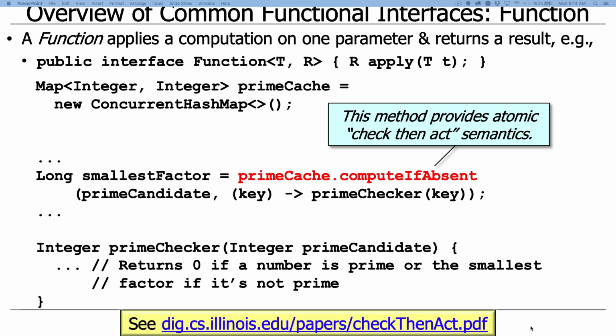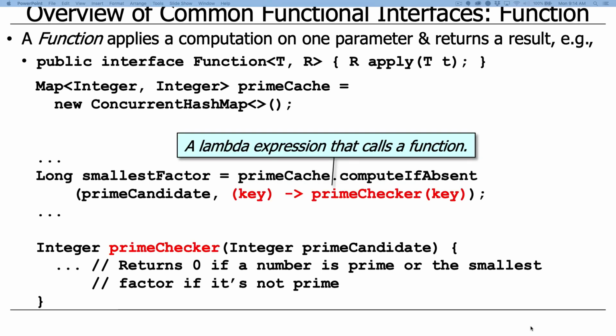And computeIfAbsent is a really cool method that supports so-called atomic check-then-act semantics. You can read more about atomic check-then-act down here at this link. Basically, it'll work in a multi-threaded program correctly and efficiently, even if multiple threads simultaneously in parallel call computeIfAbsent on the same key, on the same prime candidate. It'll only call the function one time, and it'll handle all the synchronization in a very clever way.